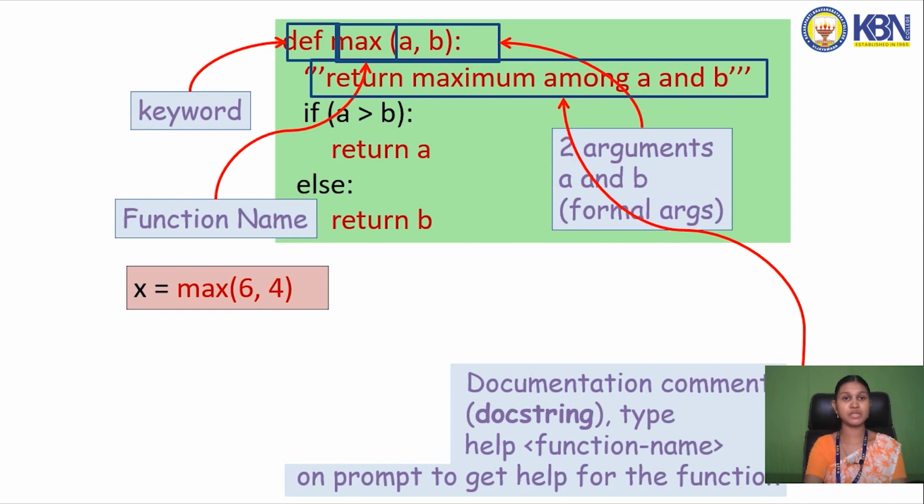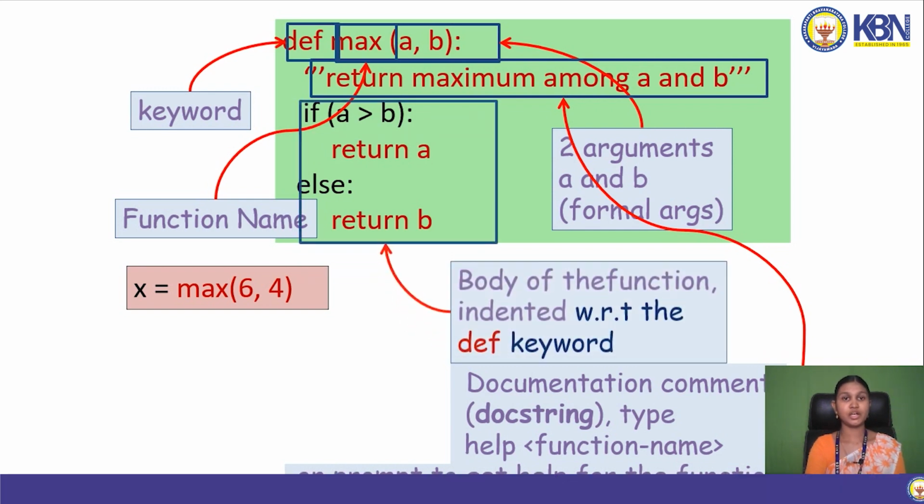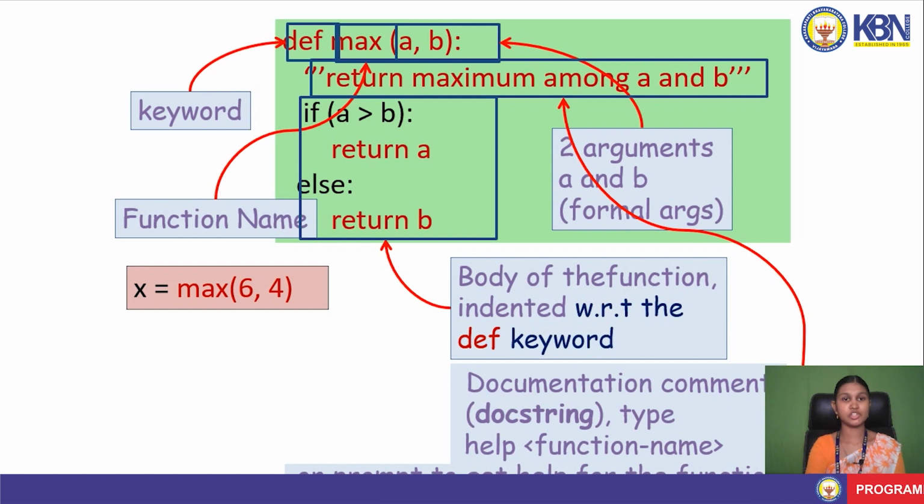and this line is described as the docstring, which we can run at the prompt to get help for the function. Here, coming to conditions, the if-else condition is written as the body of the function, and we write it with def. Def means definition, and it should be written as the function program.